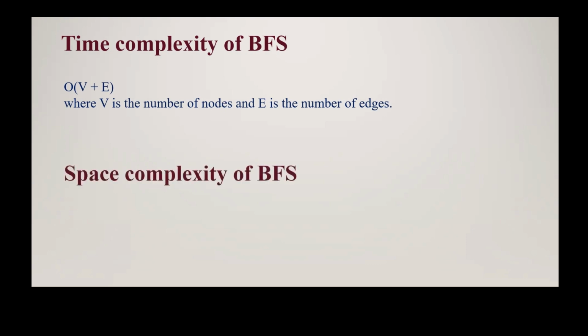Next, what is the time complexity of this algorithm? So here the time complexity is the order of V plus E, where V is the number of nodes and E is the number of edges. Space complexity of this algorithm is order of V. V is the number of nodes or vertices present inside the graph.